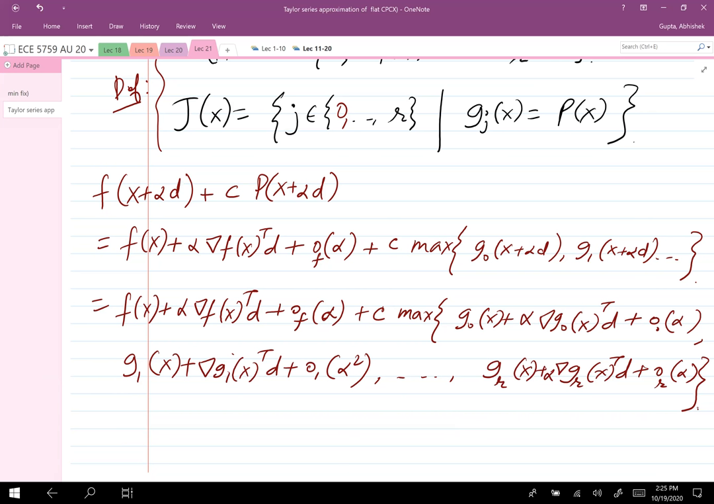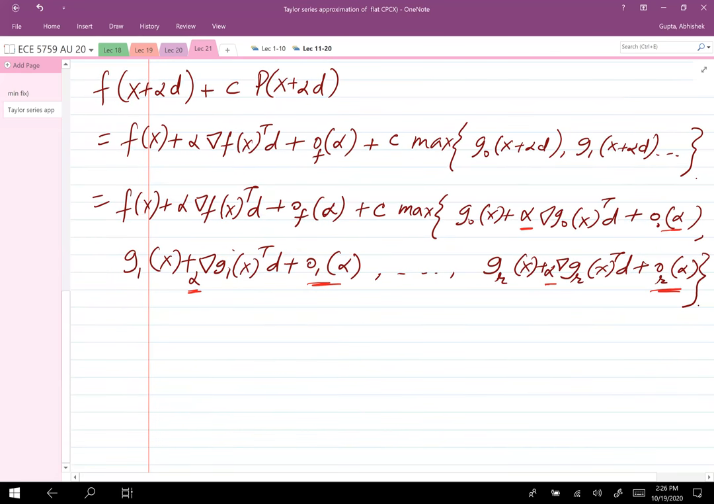For little o of 1, is it alpha squared? Oh, sorry, this should be alpha. That's right, this is alpha. Thanks. There should be alpha here too. So I want to make sure I emphasize: there is alpha here, this is o_0 of alpha, alpha here, o_1 of alpha, alpha here, o_r of alpha.